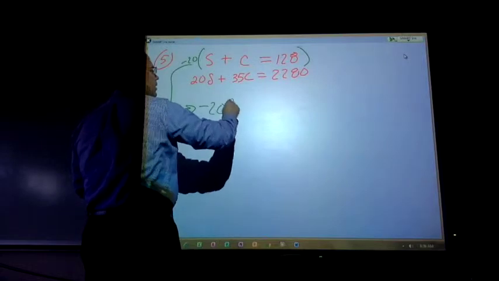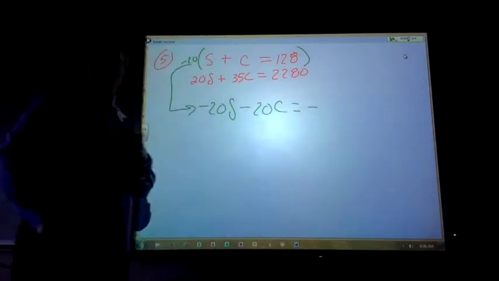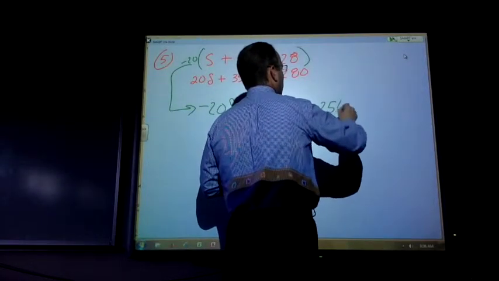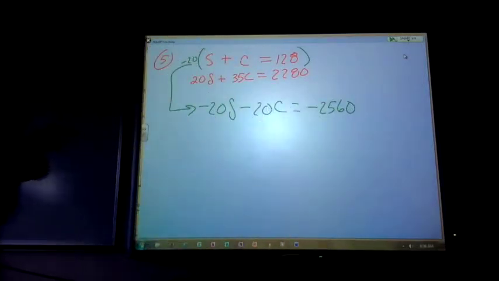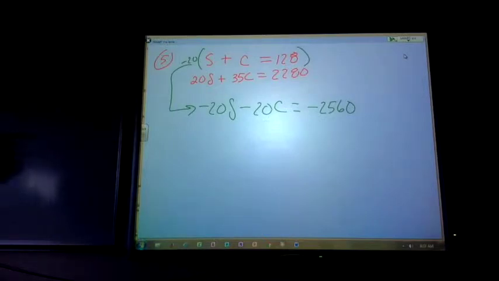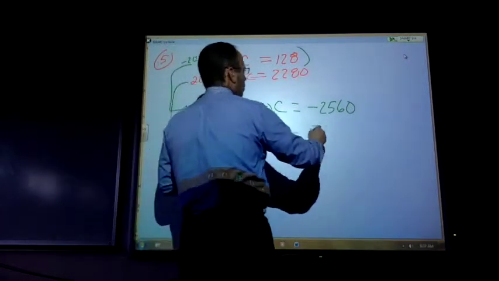So I get negative 20s minus 20c equals negative 128 times 20? How much? 2,560. Yeah. Is that right? Is it negative? Yeah, it's negative. Someone double check that. Negative 20 times 128. Is it 2560? Someone calculate. It is 2,560. Yeah, you're right. Okay. And then I'm going to bring this one straight down. So I get 20s plus 35c is equal to 2280.